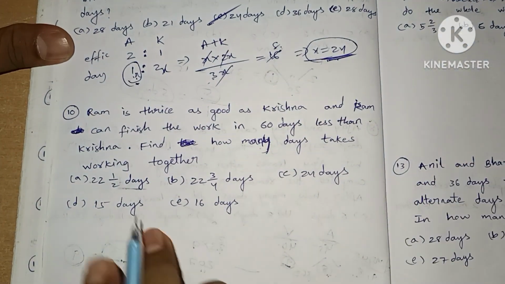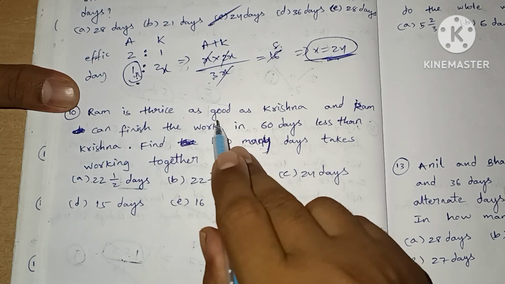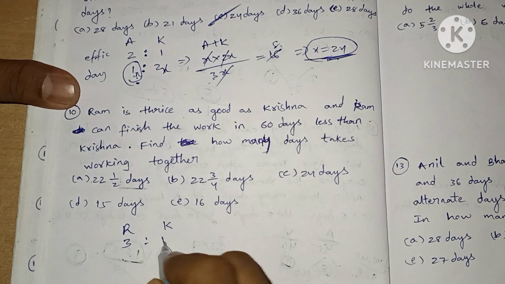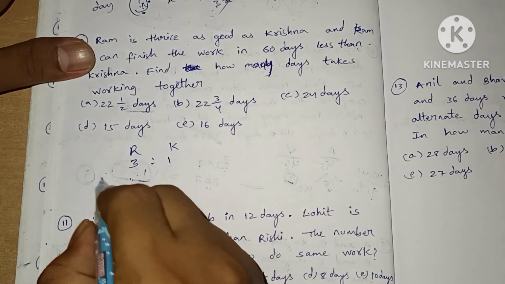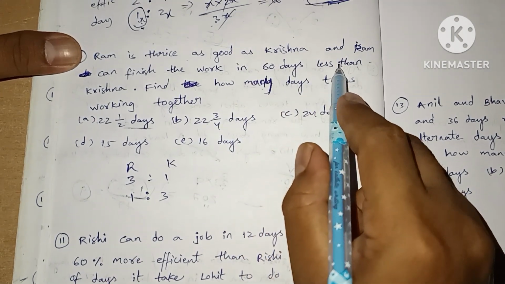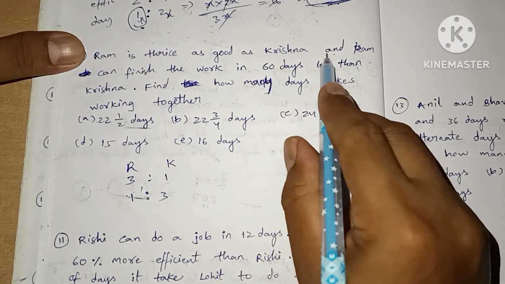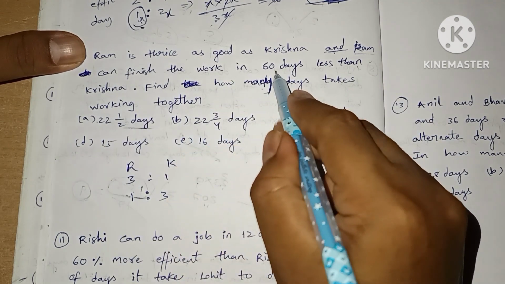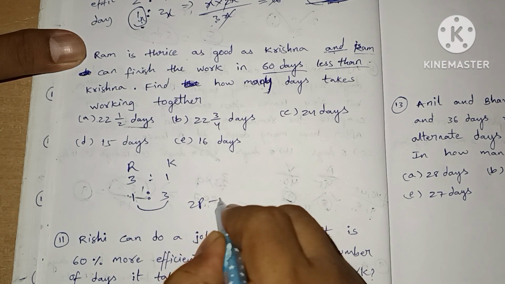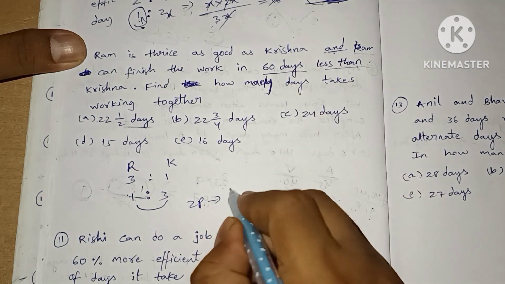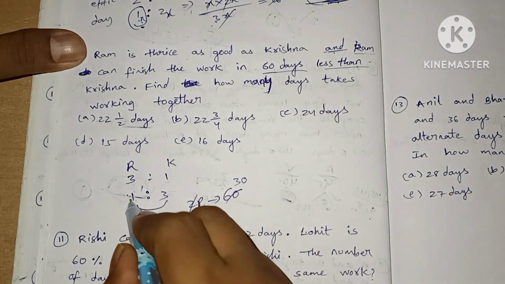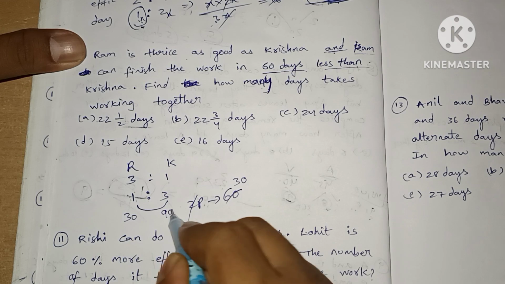Now we are going to see question number 10. Ram is twice as good as Krishna. So for Ram and Krishna, the efficiency is 3 is to 1. So efficiency 3 is to 1 means the days ratio is 1 is to 3. And here, Ram can finish the work 60 days earlier than Krishna. So the difference between these two is 2 parts. 2 parts value is nothing but 60. So 1 part value will be 30 days. 3 parts value will be 90.